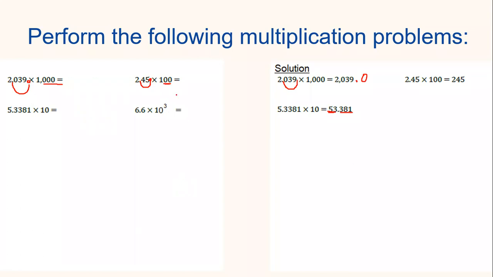What is 10 to the power 3 here? 10 to the power 3 means 1,000. 6.6 will be multiplied by 10 three times. 10 to the power 3 means three zeros are there. 10 times 10 times 10 means 1,000. 10 tens are 100, 10 hundreds are 1,000. 10 is multiplied 3 times. That means 1,000. So what will be the result if you multiply 6.6 by 1,000?